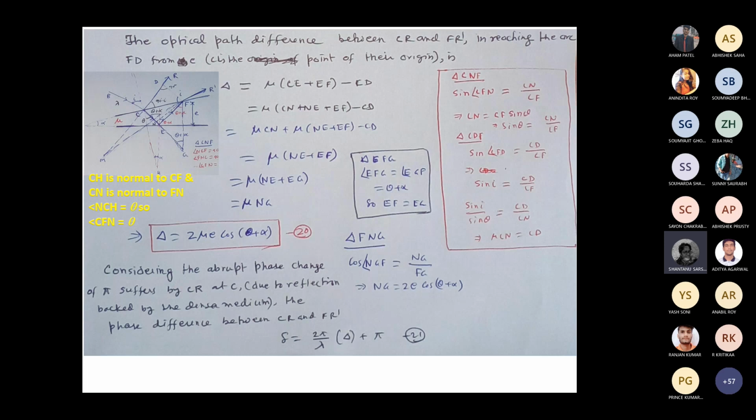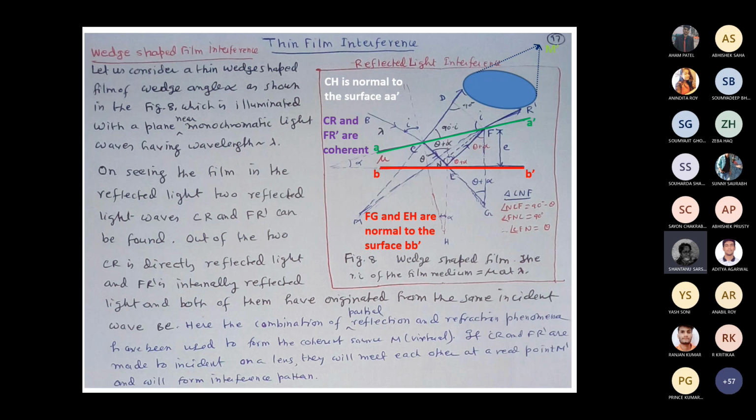So CN is equal to CF sine CFN, and CFN is theta. You understand why? CFN is theta because this angle is theta, and we have drawn a normal FN from F to CE. If this angle is theta, then it can be shown very easily that CFN also will be theta, because this angle is 90 degrees and this is 90 minus theta, so this has to be theta so that the total is 180 degrees. And this is also a normal to the surface A dash. So this dashed line is normal to the surface A dash. Then only this angle will be theta.